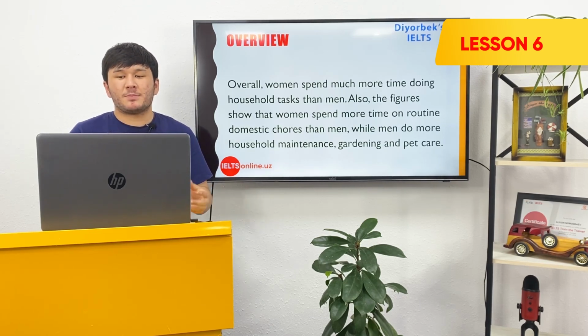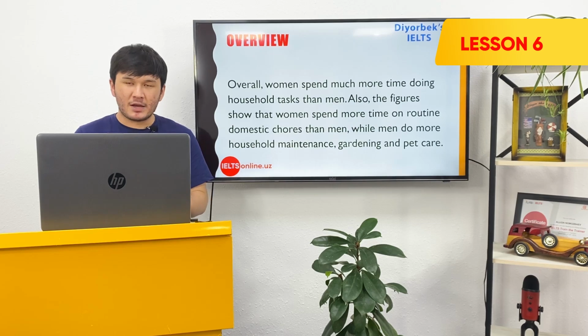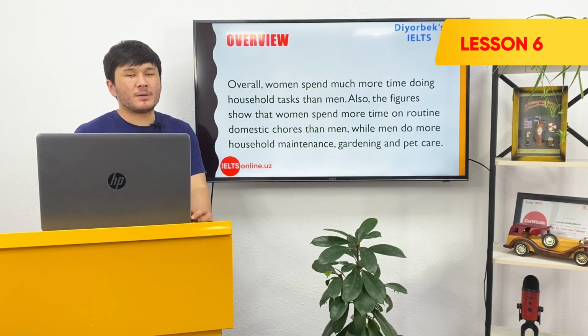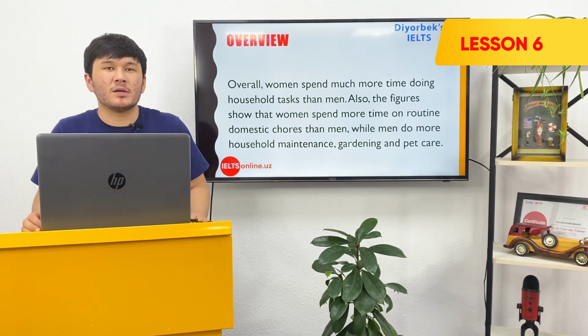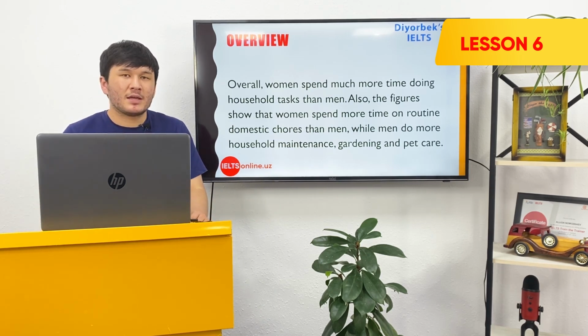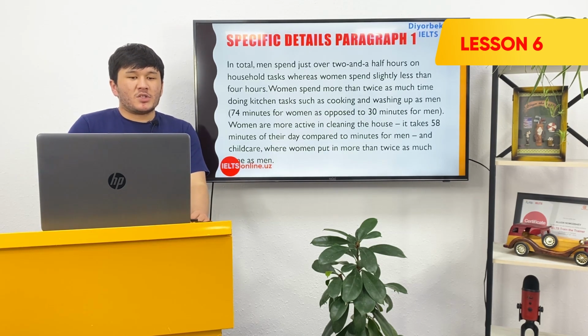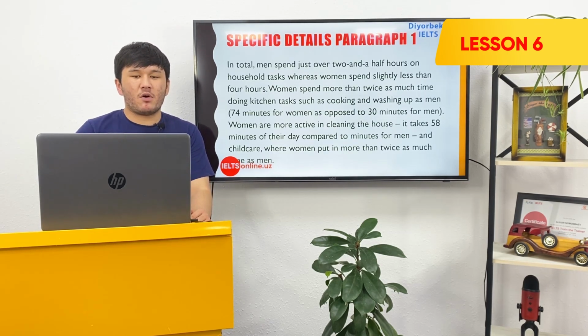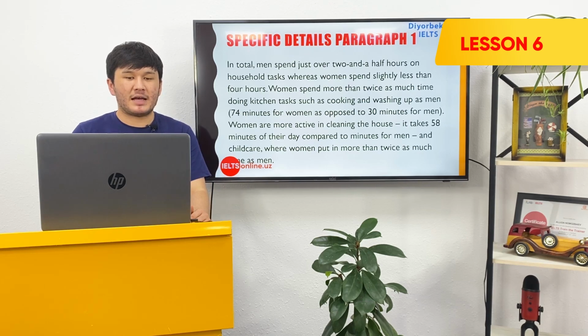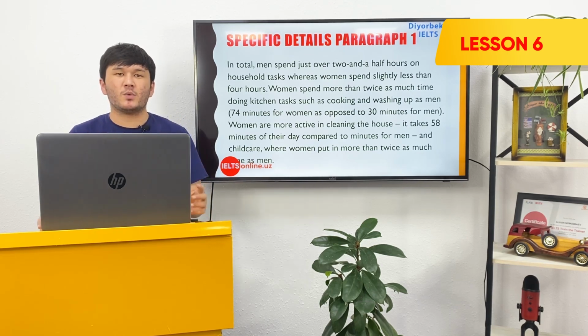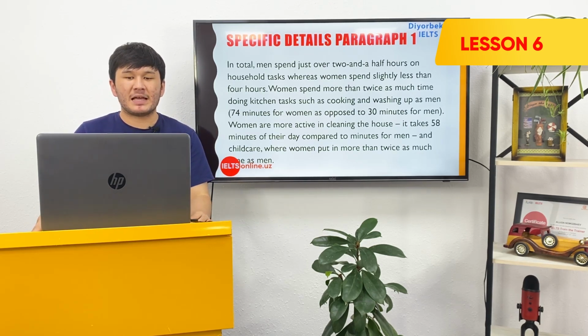So now in specific detail paragraph 1, we can, as always, use a topic sentence, but your examiner can identify the logic of your grouping based on the kind of words and language you choose. In total, men spend just over 2.5 hours on household tasks. Various is a good word to show contrast. Women spend slightly less than 4 hours. So now we are making use of all the sentence structures that we learned in lesson number 3.